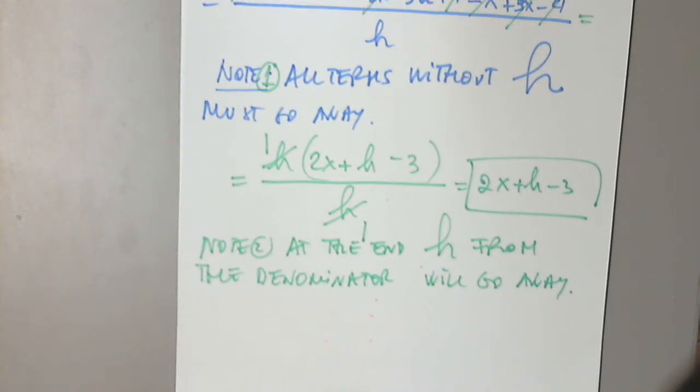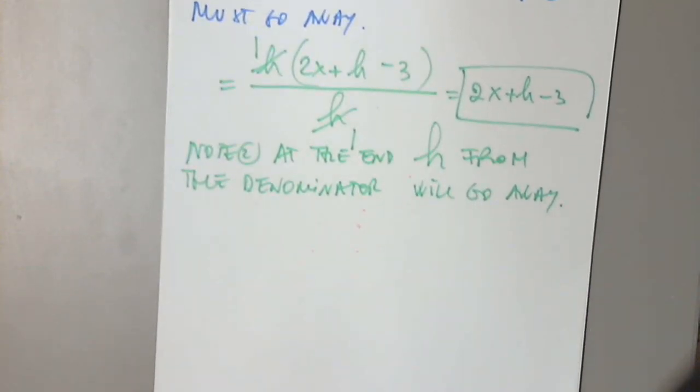And if you make h 0, it gives you the instantaneous rate of change at that point, p. How will you feel about this?